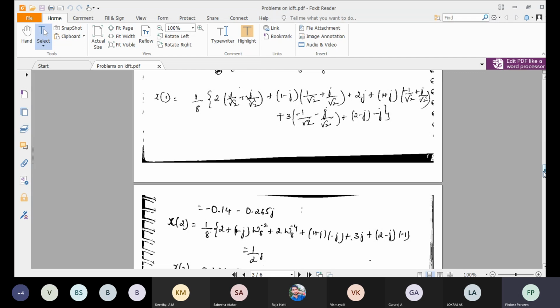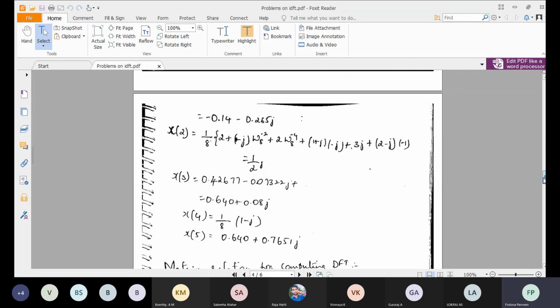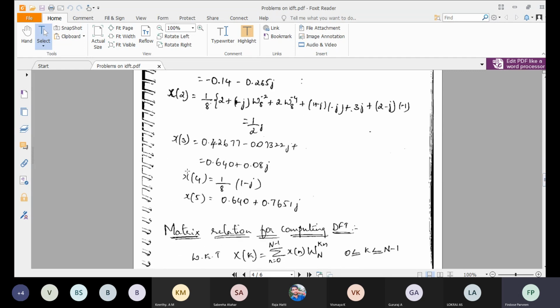Rajahatti not getting. X of 3 answer you will be getting as 0.64 plus 0.08j. X of 4 you will be getting as 1 by 8 minus 1 by 8j. X of 5 again it will be 0.64 plus 0.765j. Okay. X of 6 is 0.